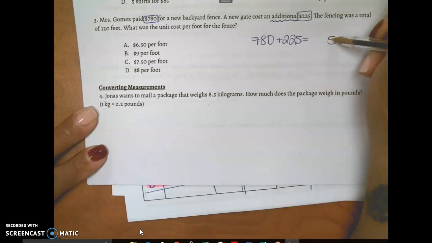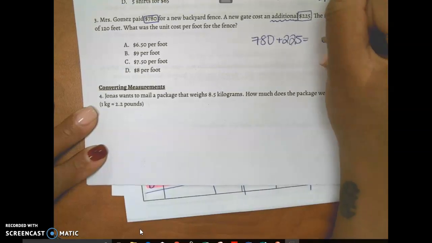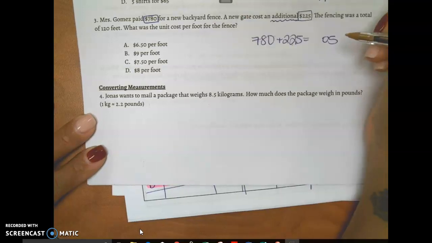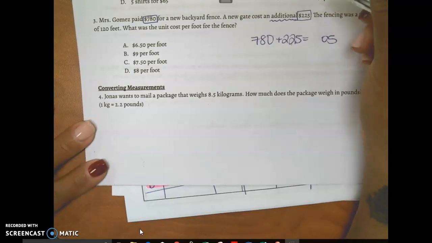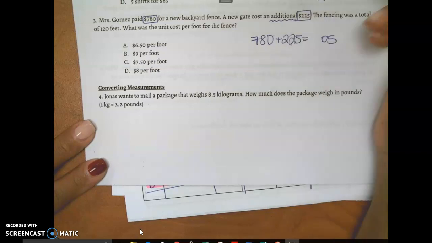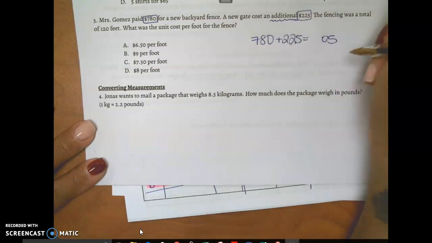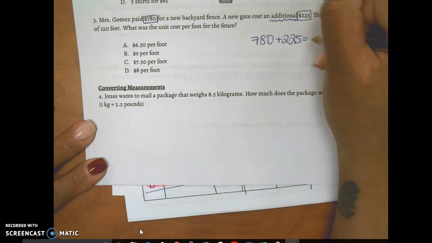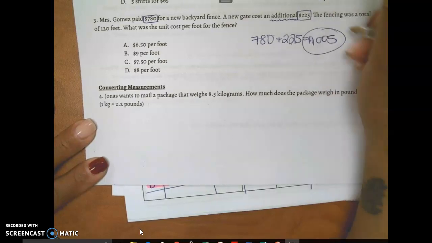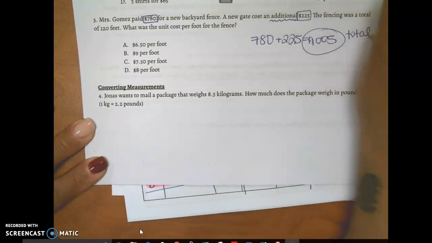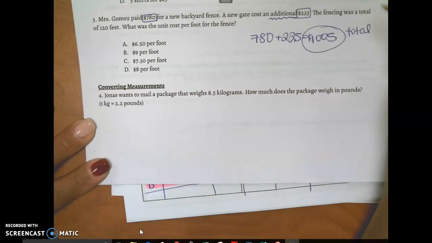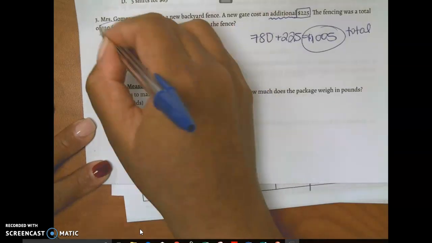5 plus 0 is 5. 2 plus 8 is 10. Carry the 1. 1 plus 7 is, 1 plus 8, and plus 2 more. No. Yes, 5, 0, and 10. So this is how much they spent total on the fence. But the total was 120 feet.